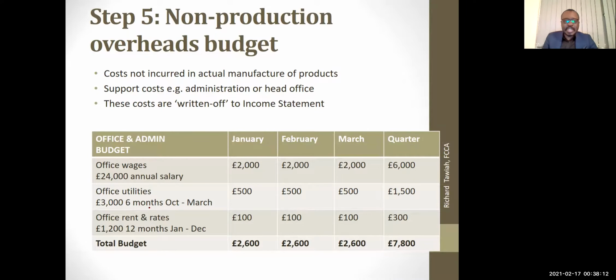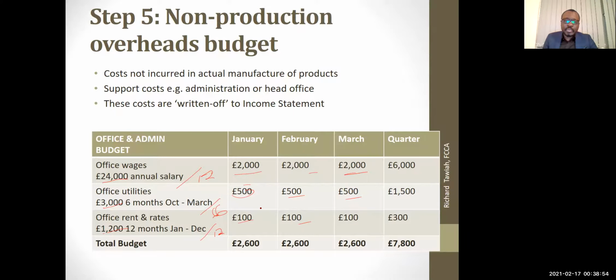After we've produced the indirect cost, we now go on to non-production overhead. Let us assume that office wages are 24,000 annually. We divide this over the whole year, 24,000 divided by 12, and we get 2,000 each per month. Now, utilities are 3,000 for a 6-month period, ranging from October, November, December, January, February, March. So 3,000 divided by 6, we get 500, 500, 500. Office rent is 1,200 for a 12-month period, January to December. Again, we divide by 12 and we get an amount of 100 each.